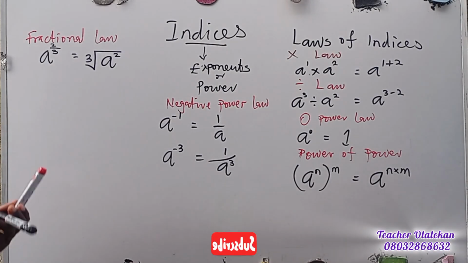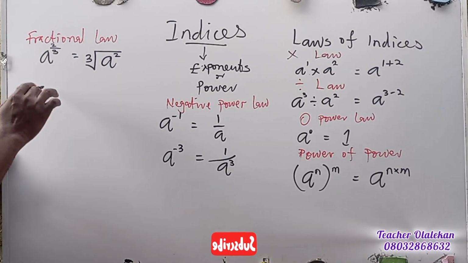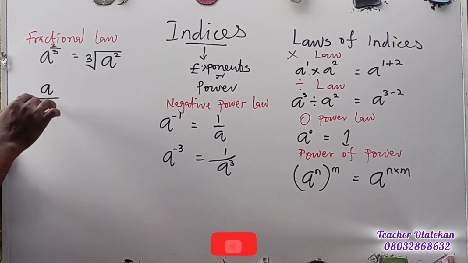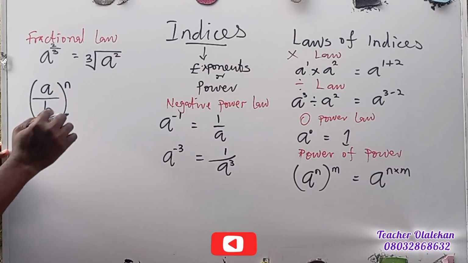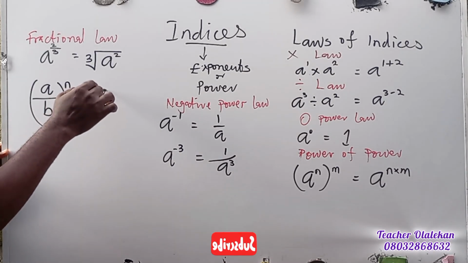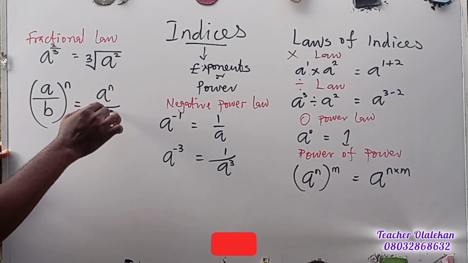So the laws of indices are just these little ones that we've had, and in the fractional law we may also have a fraction in a power like this. Let's have a over b in brackets, raised to power n. That simply means a raised to power n divided by b raised to power n.